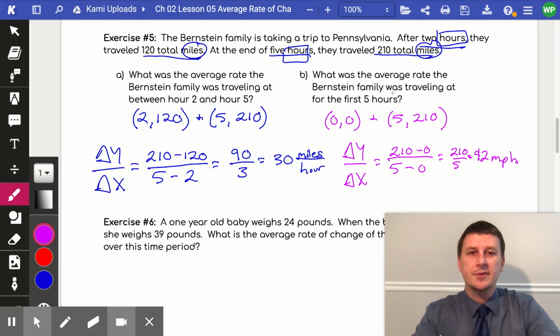So maybe for the first part of the trip, they were cruising, they were driving at a nice rate, and then the next 3 hours maybe slowed down a little. Maybe they hit some traffic, maybe they stopped. We don't know, but we could take notice that the whole trip they were traveling at 42 miles per hour, but those last 3 hours, or from hours 2 to 5, they were traveling a lot slower.